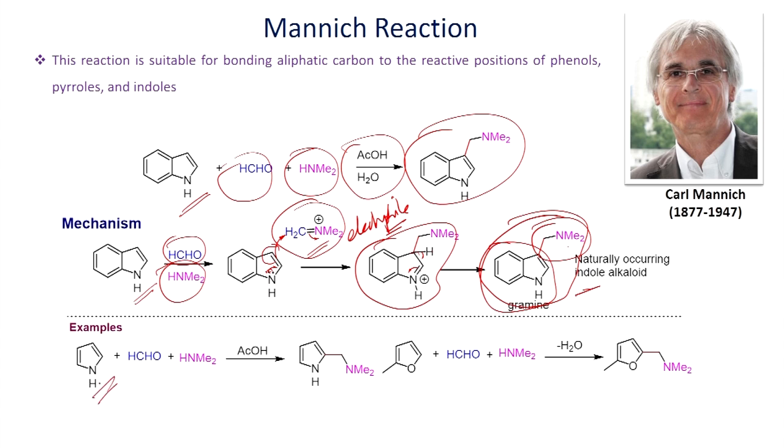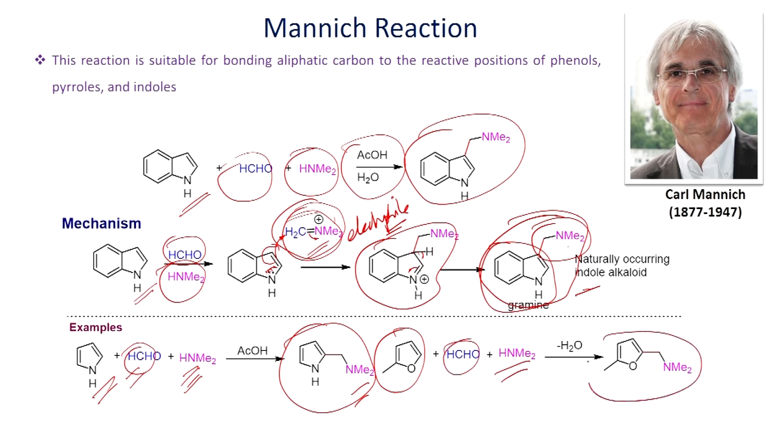As another example, the reaction of pyrrole is shown, which can readily undergo reaction with formaldehyde and dimethylamine to give this derivative. In this also, the aldehyde first undergoes reaction with the amine, and you form the iminium salt. Once you form the iminium salt, which acts as an electrophile as shown, this can undergo reaction with the pyrrole and you can get this compound. Similarly, this 2-methyl furan can readily undergo reaction with this iminium salt that can be generated from dimethylamine and aldehyde to give this substituted compound as a product.